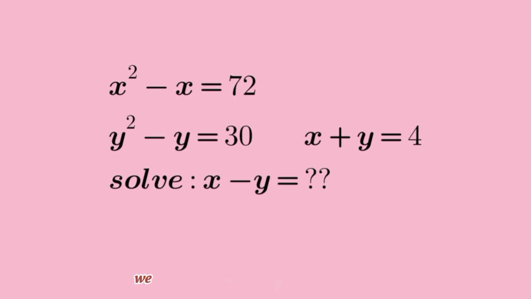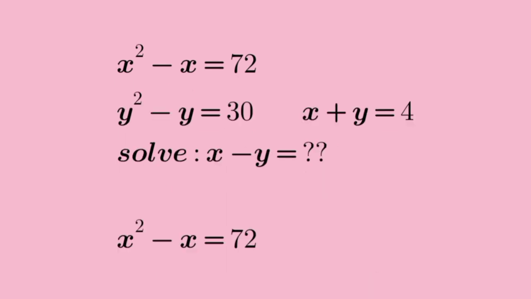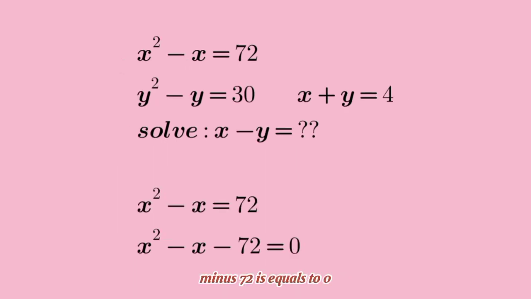To solve for x, we are going to bring the first equation down, which is x squared minus x equals 72. And in order to solve for x using factorization, our equation here has to be equal to 0. So we add negative 72 to both sides of our equation. So this will leave us with x squared minus x minus 72 equals 0.